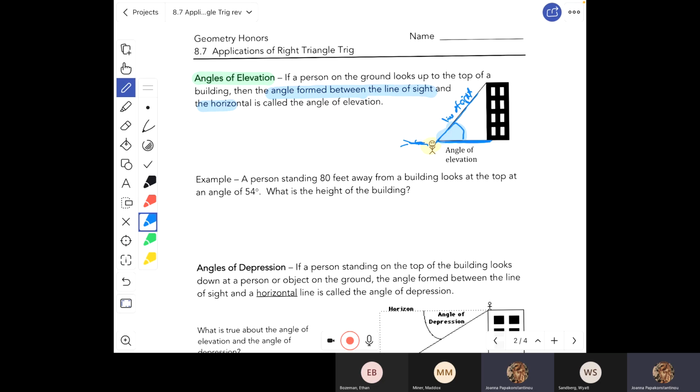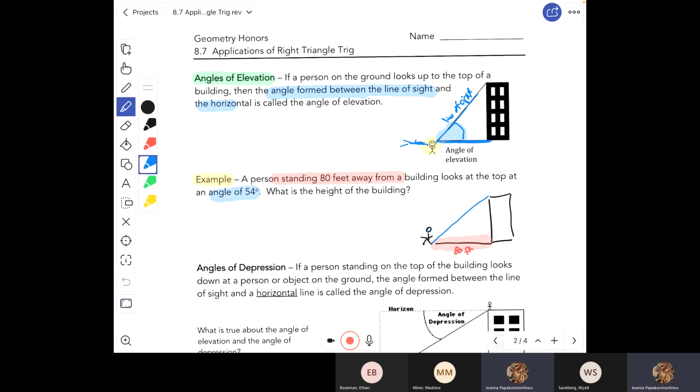All right. So let's look at an example of where we would use the angle of elevation. A person standing 80 feet away from the building. Okay, so I have a building, just like in the previous example. And I have a little person who's standing 80 feet away. So this is my 80 feet. They look up at the top of the building. So again, I'm drawing it from here, even though my eyes are here, right? I'm not going to take that into consideration. I'm looking to the top at an angle of 54 degrees. So my angle of elevation is 54 degrees.